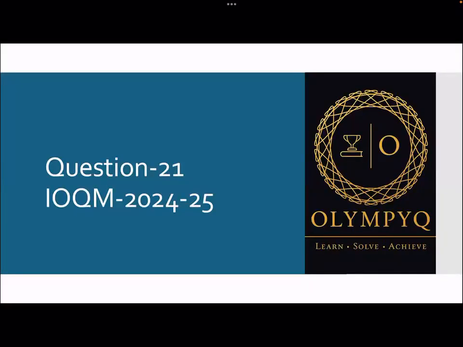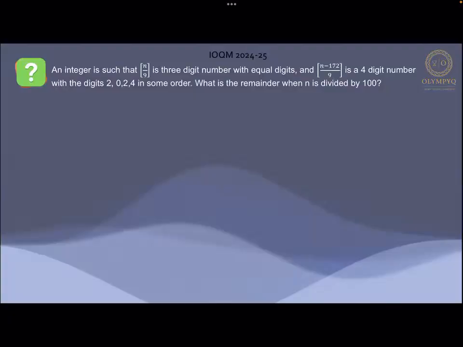Hello students, this is question number 21 of IOQM 2024-25. In this question, they have mentioned that an integer n is such that floor of n by 9 is a 3-digit number with equal digits, and floor of (n minus 172) divided by 4 is a 4-digit number with the digits 2024 in some order. What is the remainder when n is divided by 100?